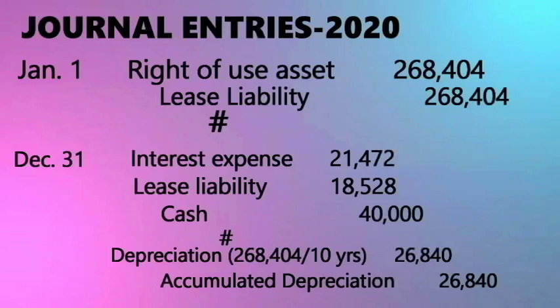Since dito, wala namang transfer of ownership or purchase option na binanggit, we are going to look for the shorter term between lease term and the useful life of the asset kung meron man. So since dito, lease term lang naman yung given, ayun yung gagamitin natin for the depreciation. So yung lease liability or the present value na 268,404 divided by 10 years is equals to 26,840. So ito na yung annual depreciation natin.